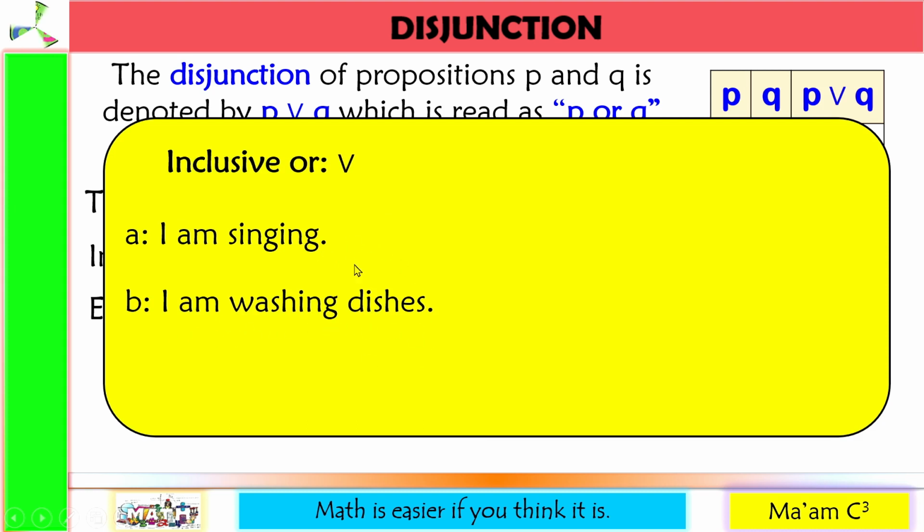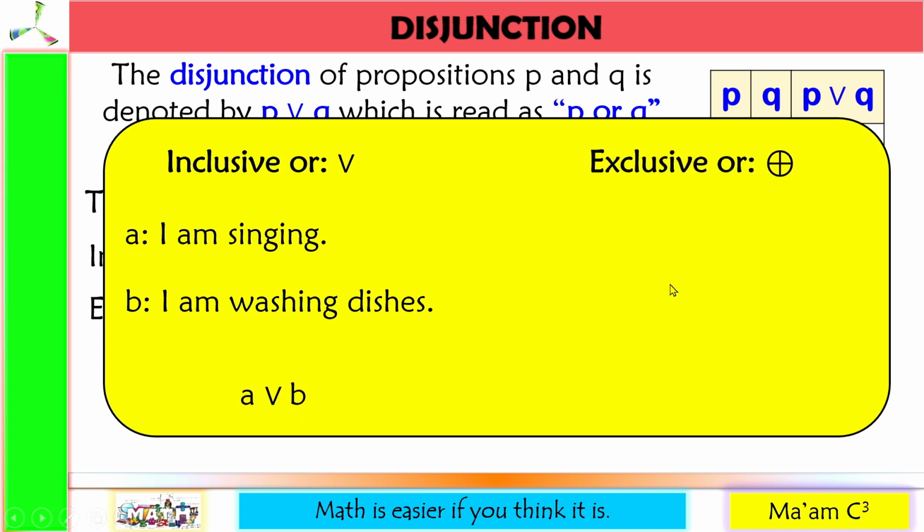Now, can I both do this at the same time? Can I sing while I'm washing dishes? Or can I wash dishes while I'm singing? Yes, I could. So this is an example of inclusive OR. So this is A or B.